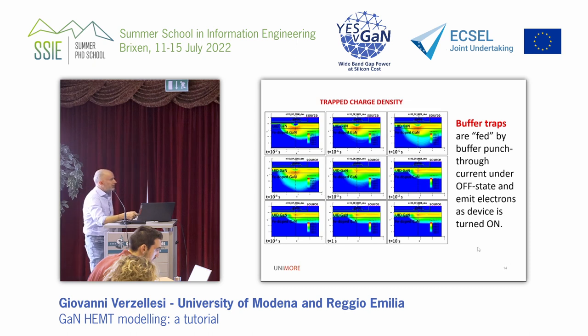So, some insight. According to simulations, buffer traps are fed by the buffer punch-through current, so the source-drain punch-through current through the buffer. During the off state, electrons are trapped into the iron-related defects in the buffer, and as the device turns on, these traps emit electrons.